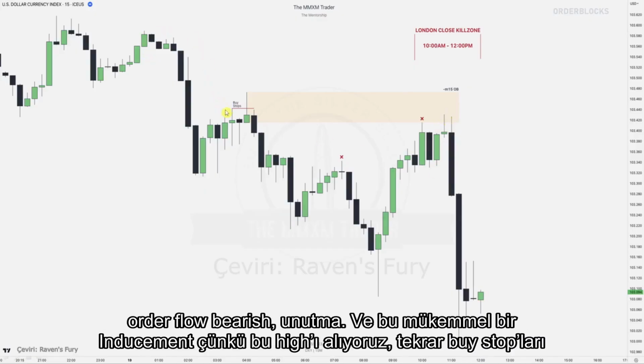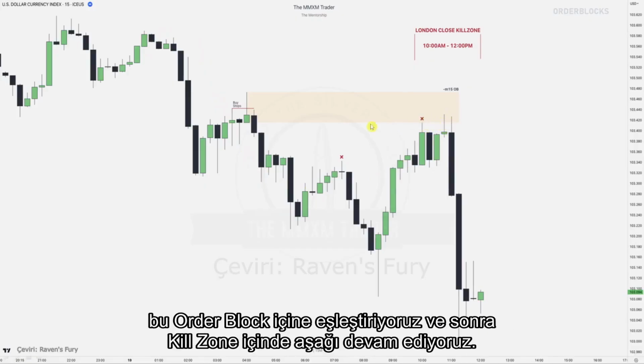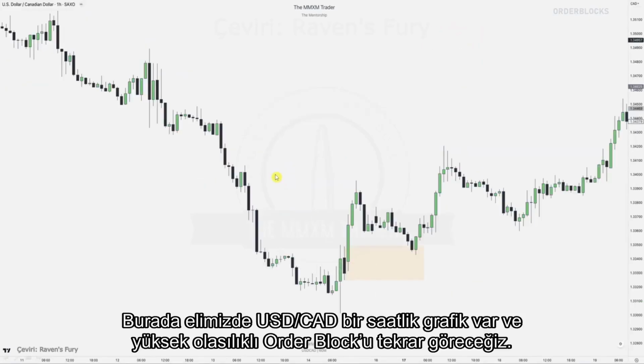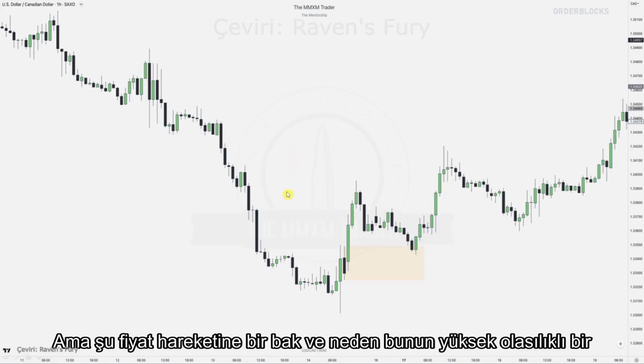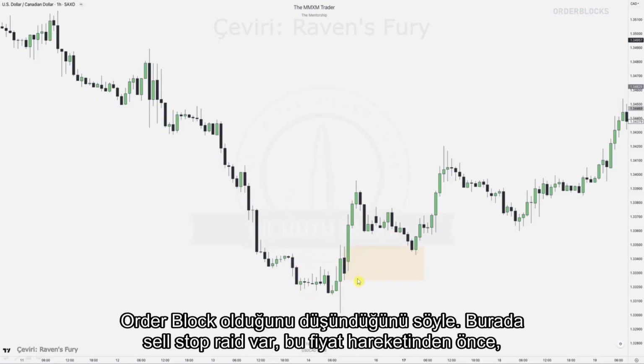As order flow is bearish, remember, and this is perfect inducement because we take out this high, pairing up buy stops once again into this order block and then continuing down lower inside the kill zone. So over here we have a USD CAD 1 hour chart. We're going to spot that high probability order block once again, but take a look at this piece of price action and why do you think this is a high probability order block?